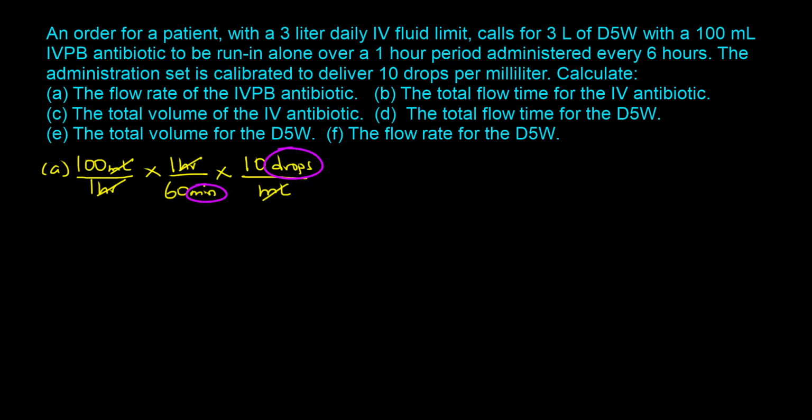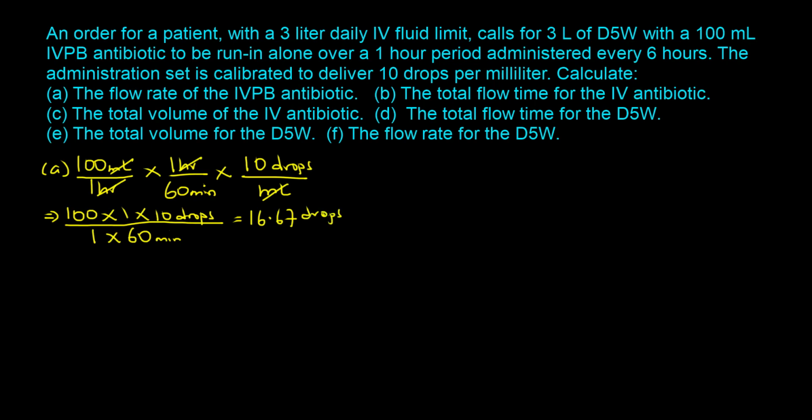So since we are using dimensional analysis, we are going to multiply everything in the numerator. So that'll be 100 times 1 times 10 drops divided by everything in the denominator. So that'll be 1 times 60 minutes. Now that should be equal to 16.67 drops per minute, or approximately 17 drops per minute.